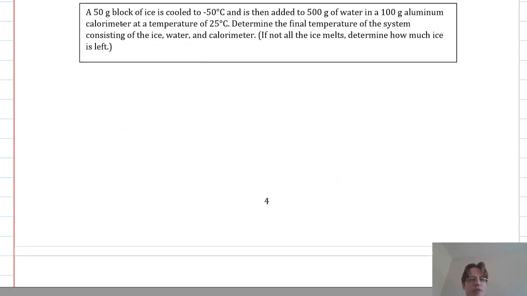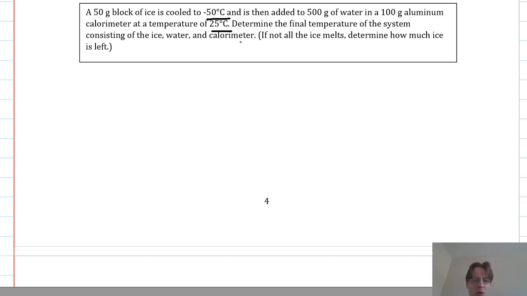In this question, we have 50 grams of super cold ice. It's cooled below 0. It's added to a bunch of water in an aluminum calorimeter, a container that holds the experiment. The water and the aluminum are initially at 25 Celsius. Determine the final temperature of the system.